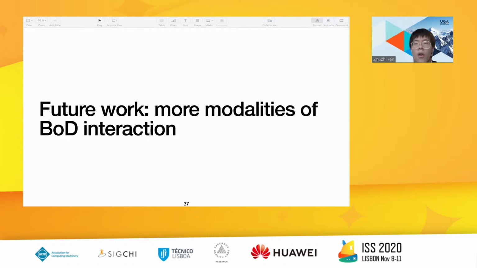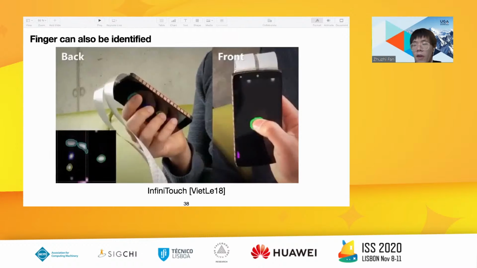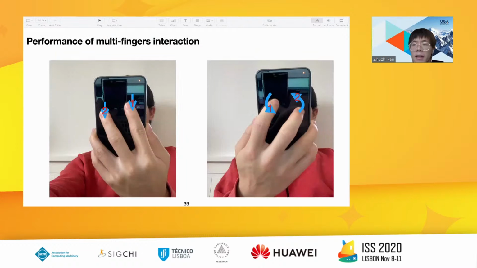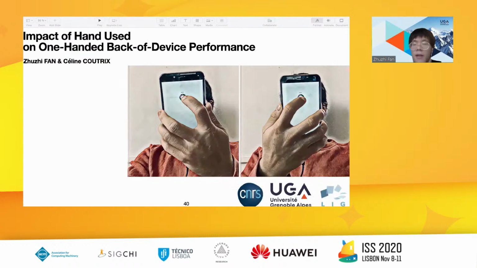For our future work, we will study other modalities of back-of-device interaction. For example, in our current experiment, we studied participants' performance with their index finger at the back of the device. With new techniques like the infinite touch, we can identify multiple fingers at the back of the device. So in our future work, we will further study participants' performance with other fingers and also with multi-finger interaction. For example, we don't know yet participants' performance with techniques combining the index finger and the middle finger at the back of the device.